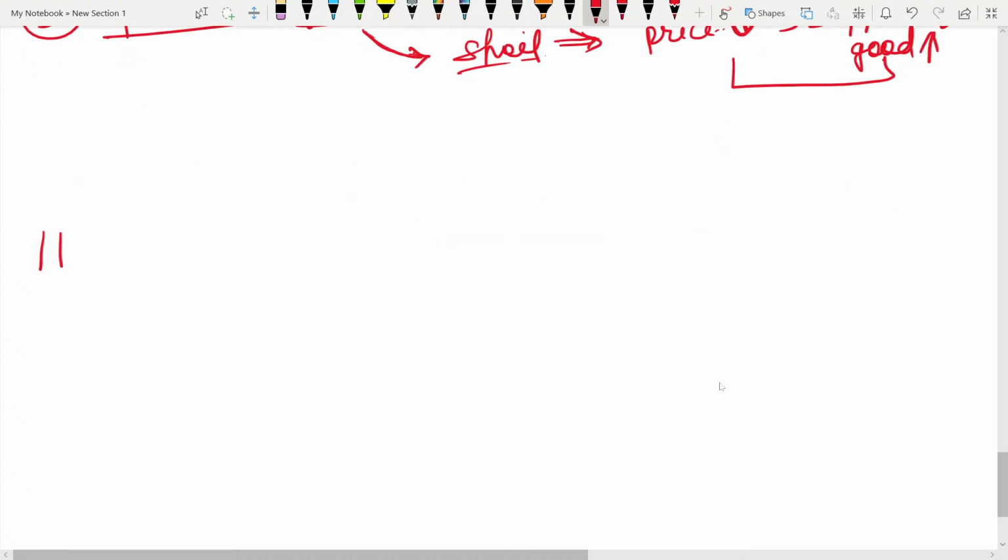Now another topic I am going to write down: change in quantity supplied and change in supply.